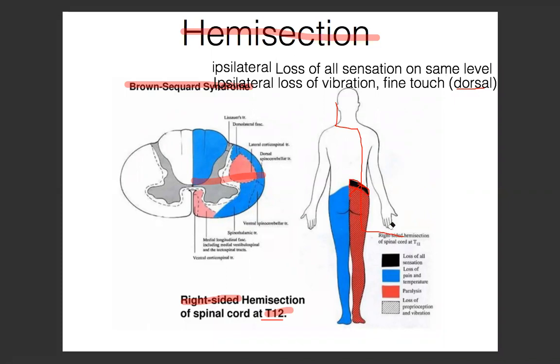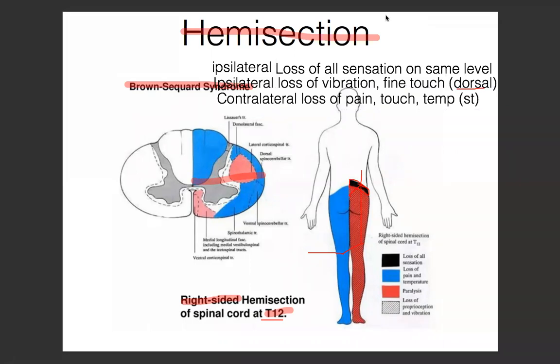Then we have the spinothalamic. The spinothalamic on the same side is not damaged because it crossed to the other side. But the spinothalamic on the opposite side crossed over and came up, right? So you're gonna lose the other side of the spinothalamic. So contralateral loss of pain, touch, and temperature, which is the spinothalamic.